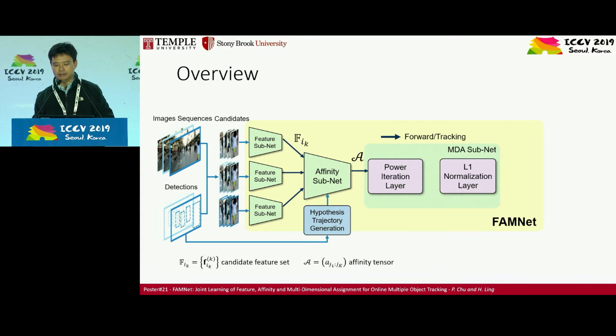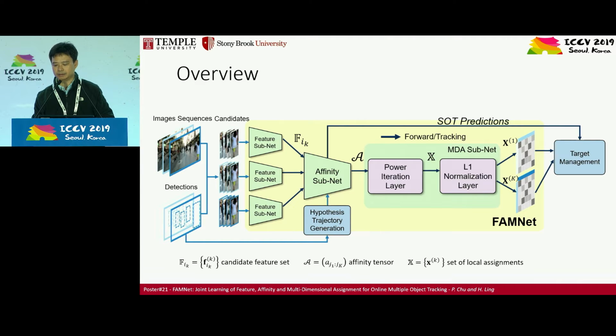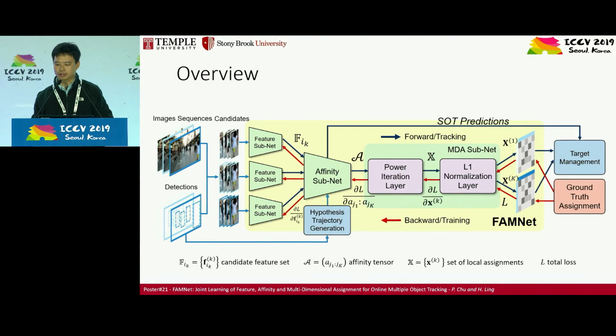And this tensor is sent into the MDA subnet, which will produce the between-frame association results. Then we pass this into target management to produce the final results. During training, once we have the ground truth assignment, we design a typical loss function and then use backpropagation to jointly optimize the MDA subnet, the affinity subnet, and the feature subnet. This way we can train the whole system end to end.